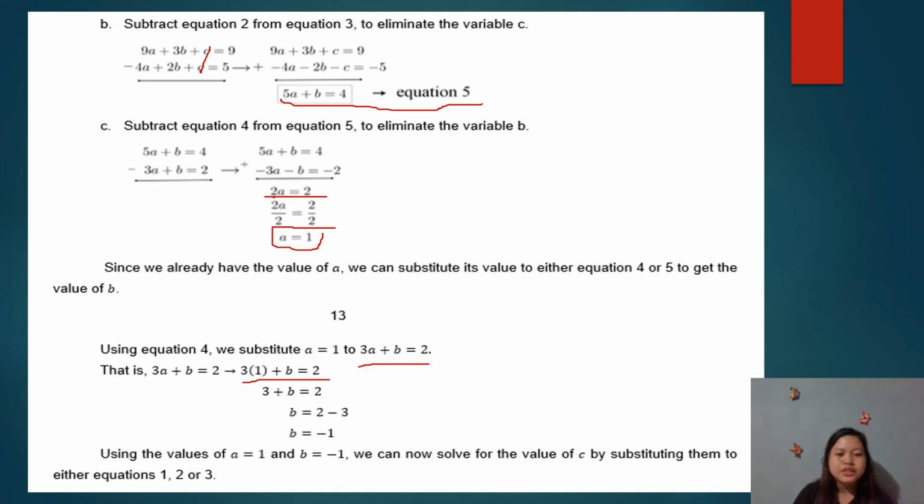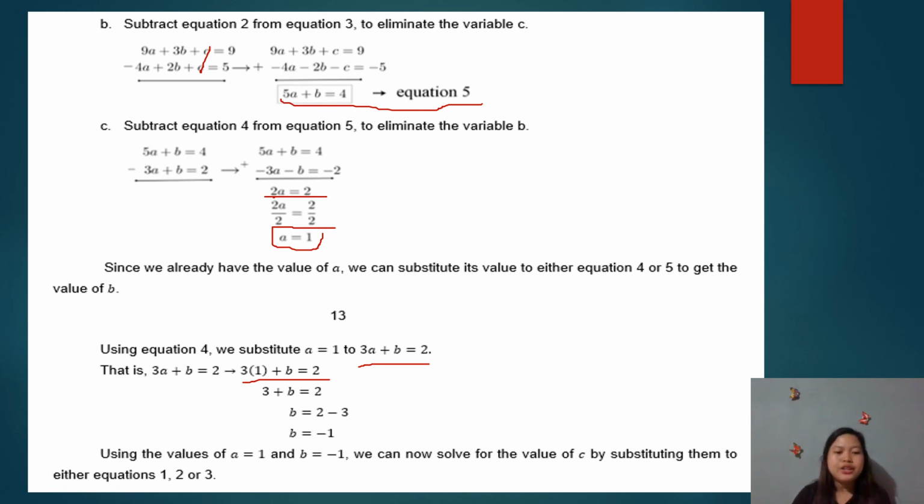B, so na-transfer si 3 sa pikas or subtracting both sides by 3, no? So, that means b is equal to 2 minus 3 and our b is equal to negative 1. So, again, nahatag nato a, nahatag nato b. So, ato a is equal to 1, ato b is equal to negative 1. So, pwede na nato siya i-substitute sa either equation 1, equation 2, or equation 3 ba.